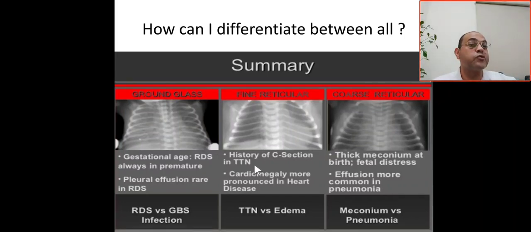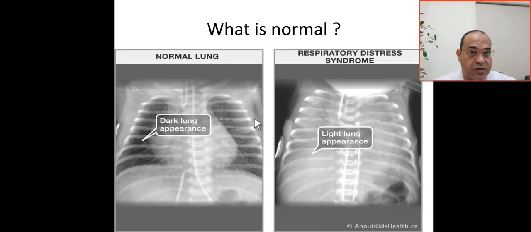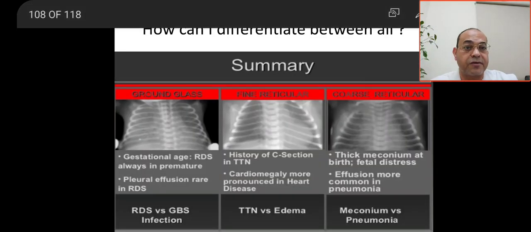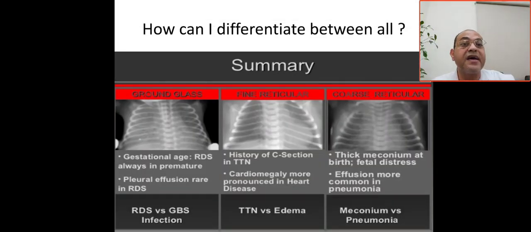And the most important sign to differentiate is the interlobular fissure. It will be here, the interlobular fissure. It is common with TTN. This will help with differentiation, and also the wet lung.